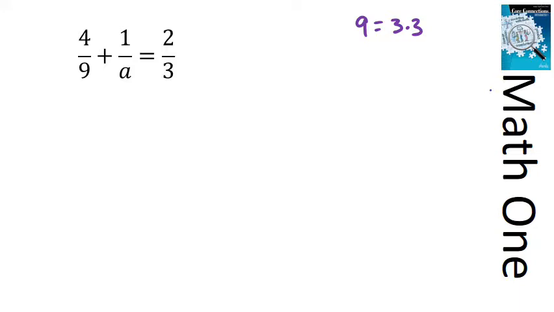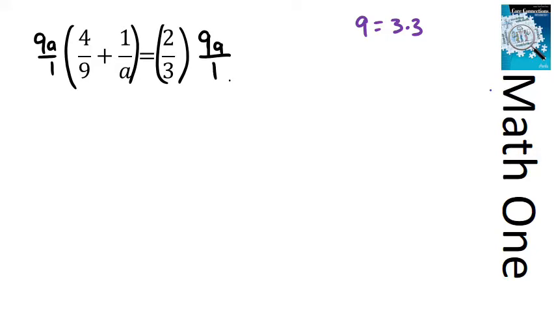So if I do that, I'm going to go ahead and place parentheses around both sides. And again, I'm intending to multiply both sides by 9A. I'm going to write it as 9A over 1, so I'm not confused about how to deal with the fraction times a fraction. On the left-hand side, I'm going to multiply 9A times 4/9, and then I'm going to multiply 9A times 1 over A.